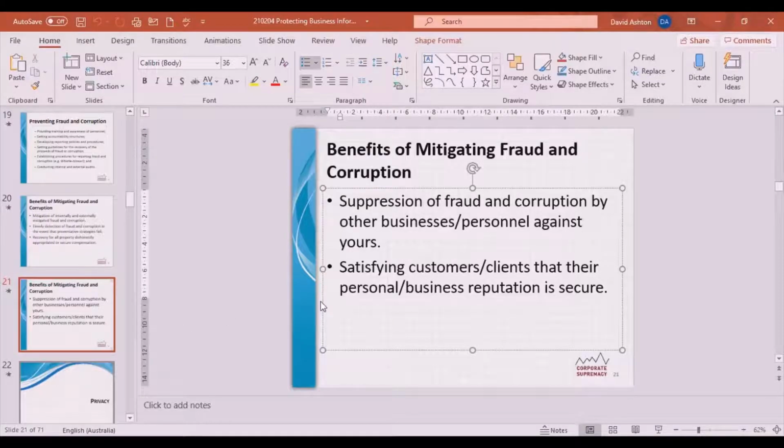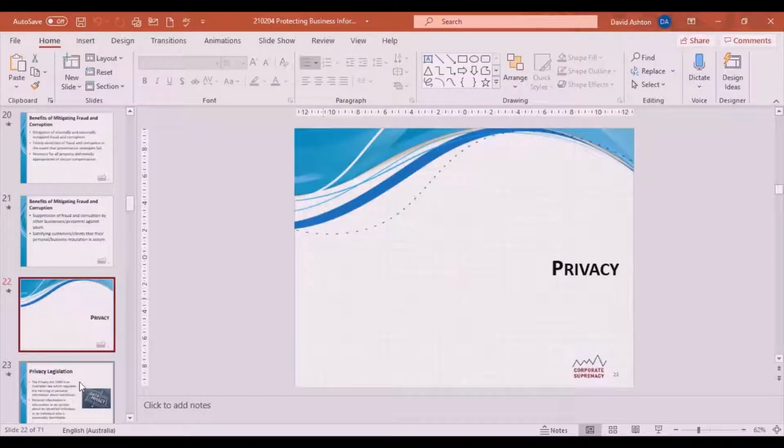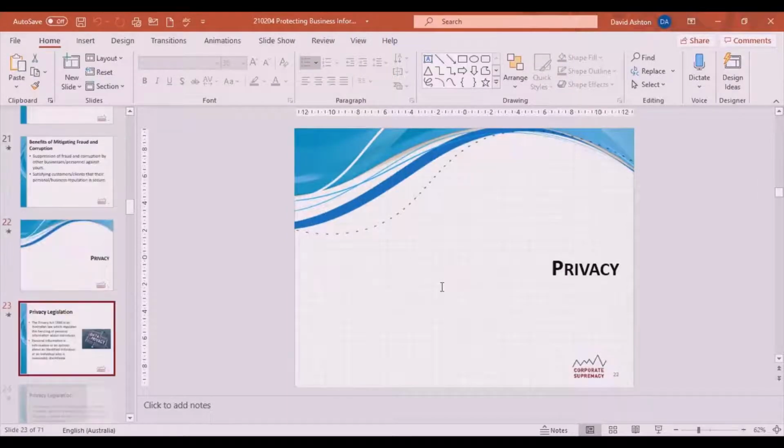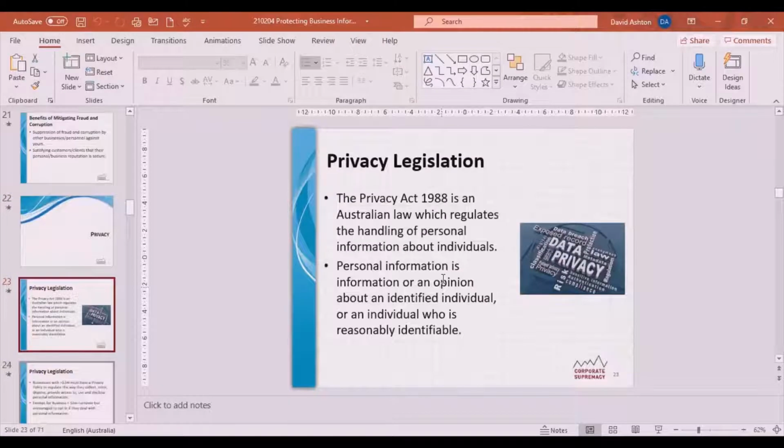So we look at privacy. Privacy is the privacy of personal and corporate information, and it is governed by the Privacy Act in Australia. So handling personal information is how you collect it, how you store it, why you collect it, how you use it, how you dispose of it, and how you allow other people and organisations to have access to it.